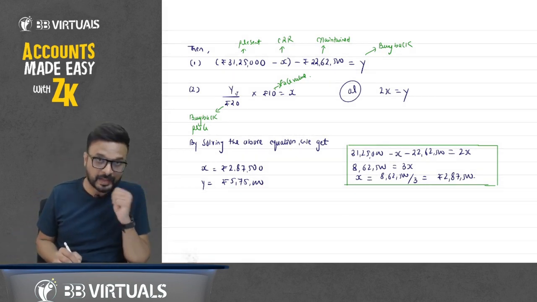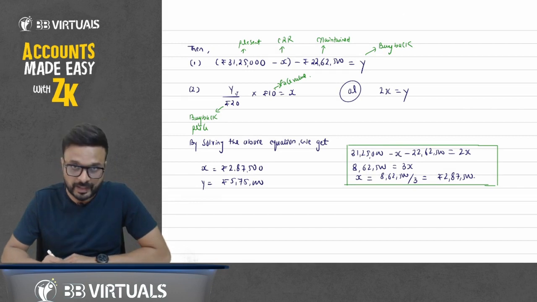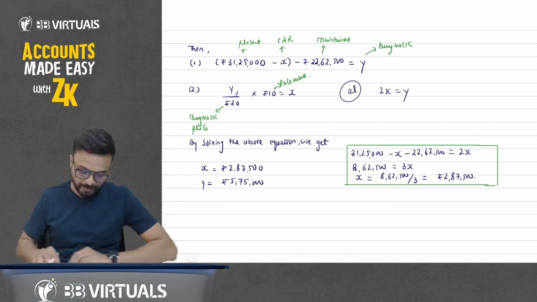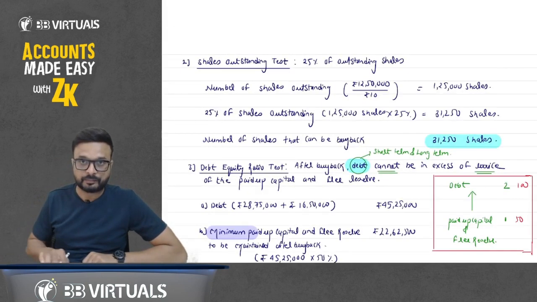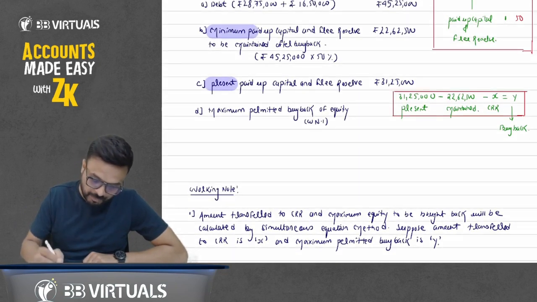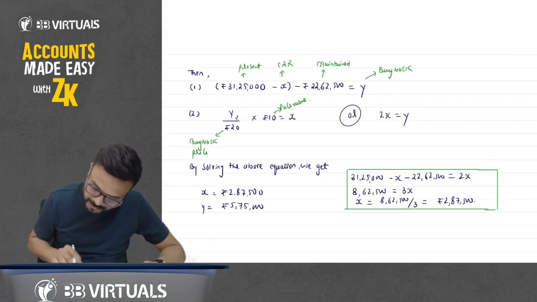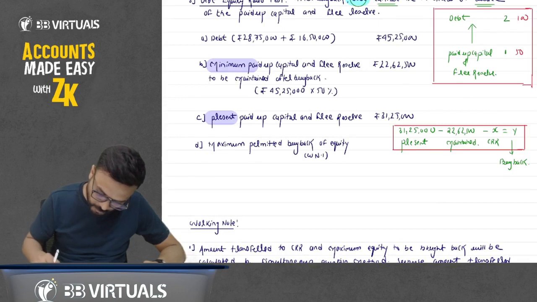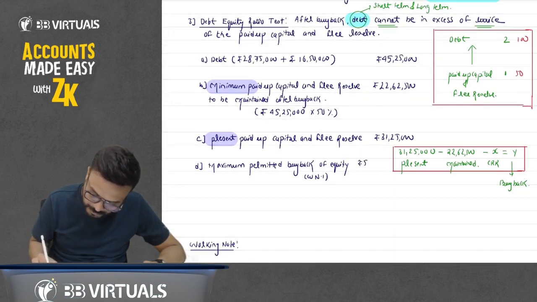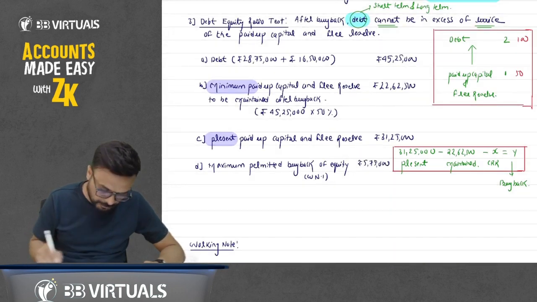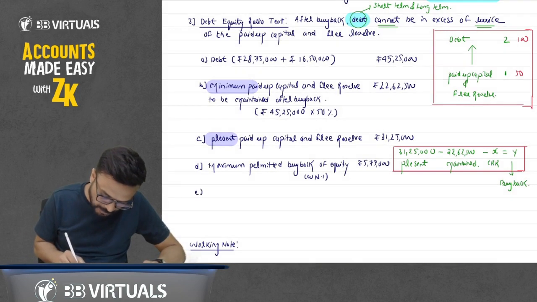What is this X? X is the amount of CRR and Y is the amount of buyback. Now write down there: maximum permitted buyback of equity. Point number D. How much is it? 5,75,000.